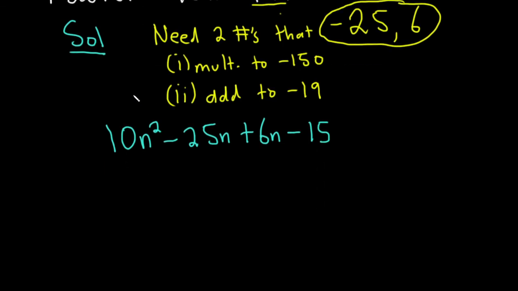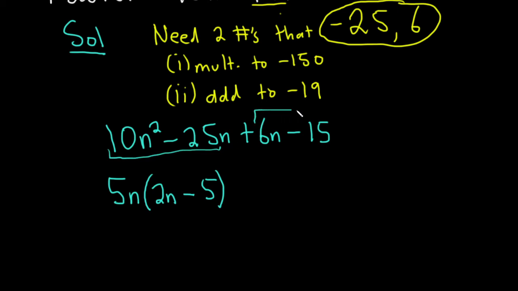Okay, so now we'll pull out a common factor from these two here. We can pull out, looks like, a 5n. And then we ask, what do we multiply by 5n to get this? Well, just 2n. Right? 5 times 2 is 10, n times n is n squared. And then what do we multiply by 5n in order to get this? Just negative 5. Right? 5 times 5 is 25, it's negative, and we have the n. So you pull out a common factor from here, and then you do the same thing over here.